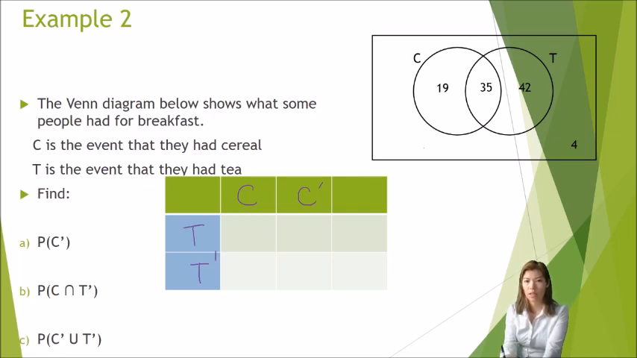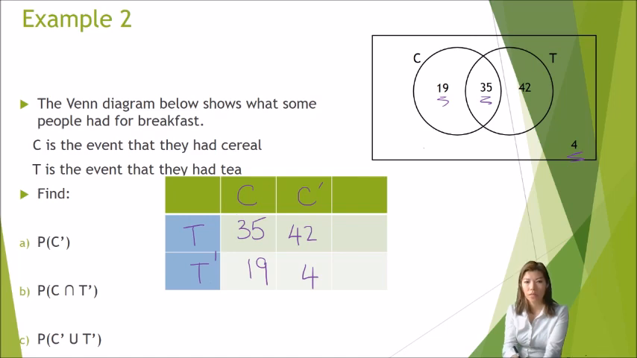So the intersect of C and T is 35. I'm going to do the outside this time. 4 goes here because we know that. So that's in the middle, that's the outside. Now T not C. So inside T is 42. C not T. So inside C goes over this side. Okay. Might want to replay that and memorize that.